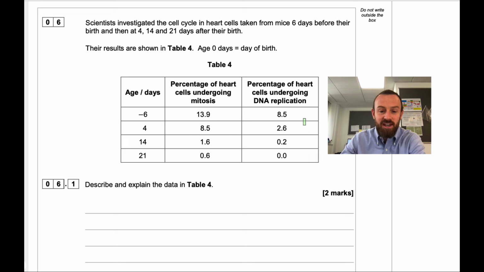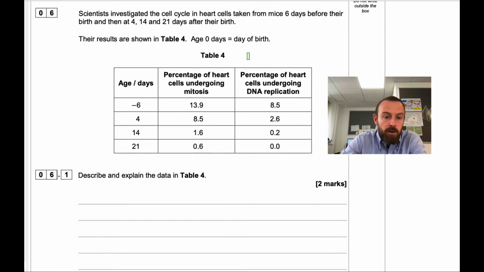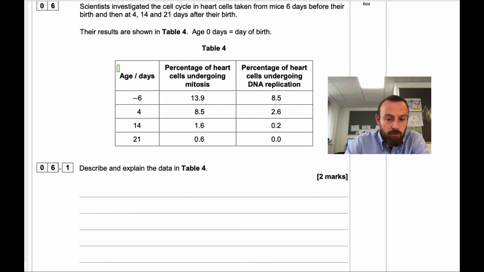Okay, on to question 6. So here we go. Scientists investigated the cell cycle in heart cells taken from mice 6 days before their birth and then at 4, 14, and 21 days after their birth. Day 0 is the day of birth. Here are the results shown in Table 4. So before we even get into the question, let's have a look at the results and try and figure out what's going on.